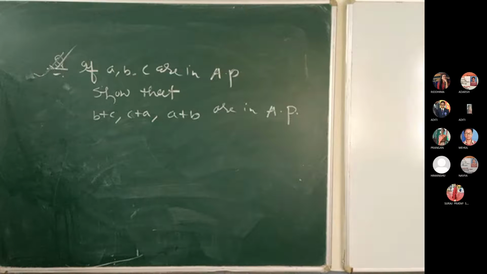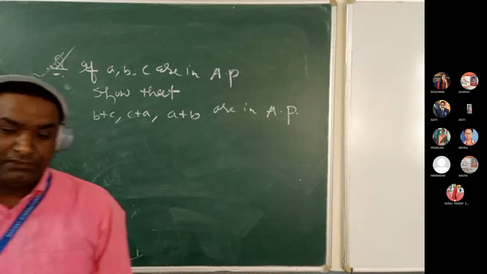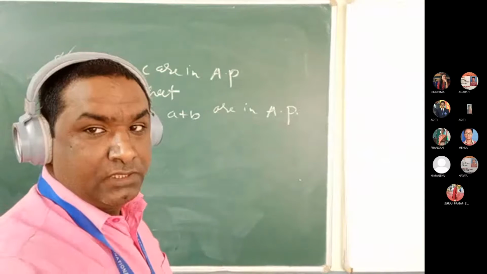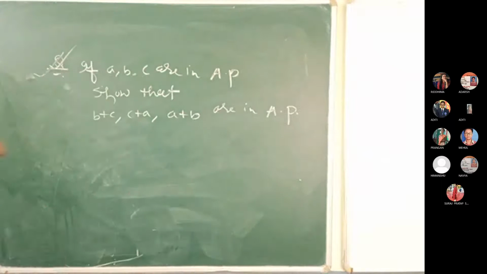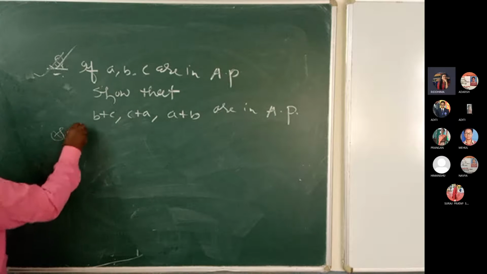This is the very first question. If A, B, C are in AP, then show that B plus C, C plus A, A plus B are in AP. Can I proceed for the solution? Yes, sir.